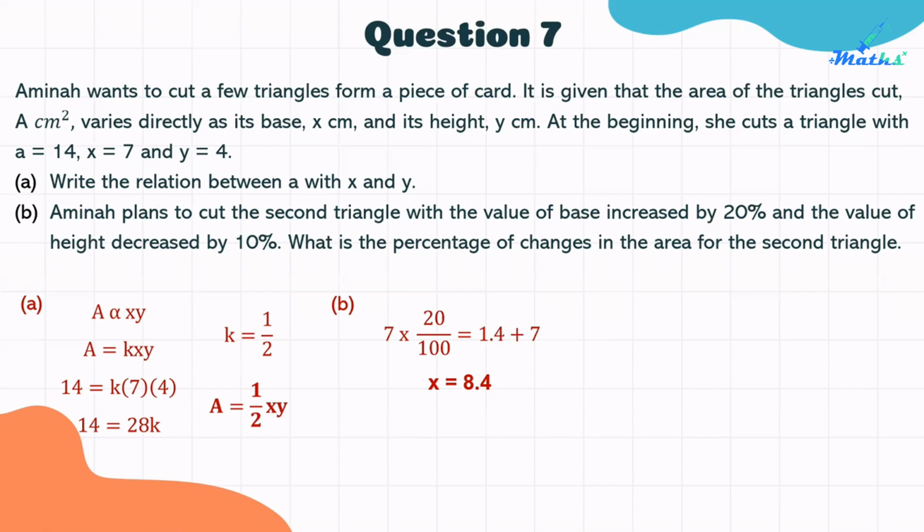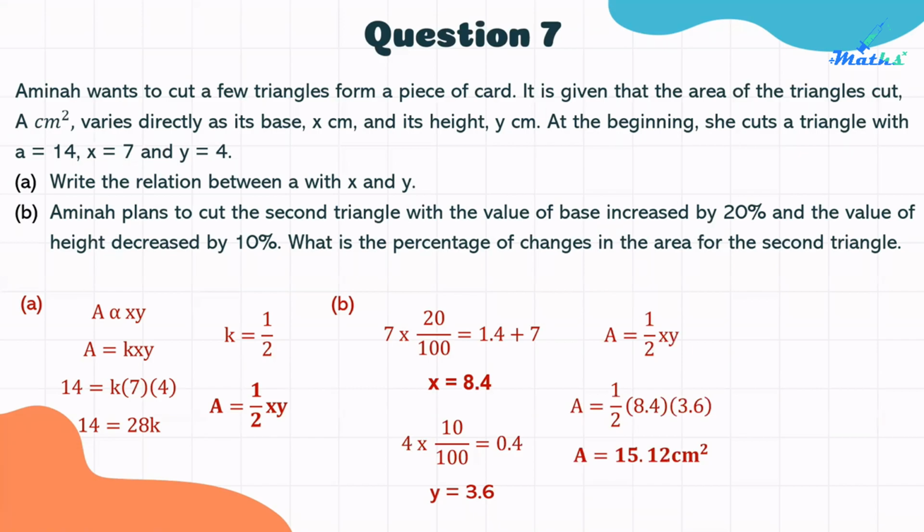Okay, for the height, the previous height is 4 cm. For now, we need to decrease by 10%. So 4 times 10 over 100 equal to 0.4, and we need to use 4 minus 0.4, we get the new height value is 3.6. So we calculate the new area. So our new area is 15.12 cm squared. Okay, so what is the percentage of the change in the area?